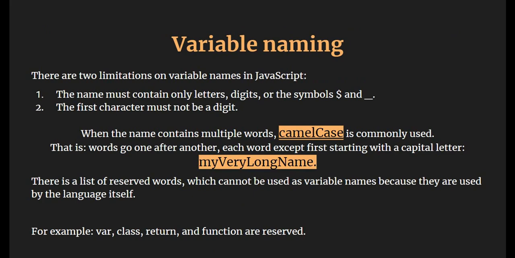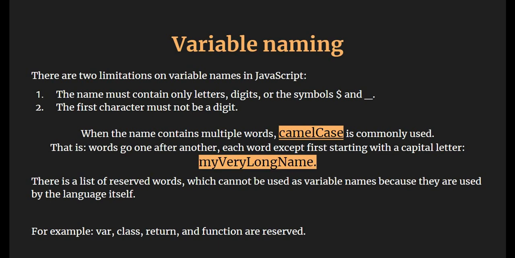So, variable naming. Now how do we name a variable? There are a few rules which we must understand for naming a variable, right? There are two limitations on variable names in JavaScript. You can use any name, but the first limitation is that the name must contain only letters, digits, or the symbols dollar and underscore. Apart from this, you cannot use any other special characters.